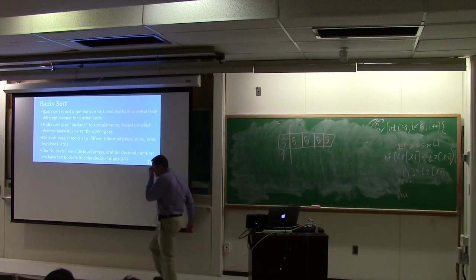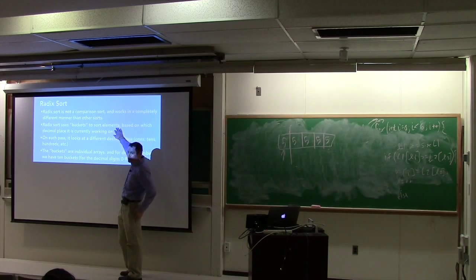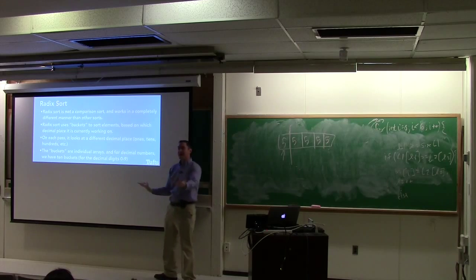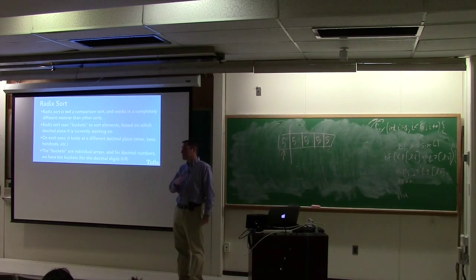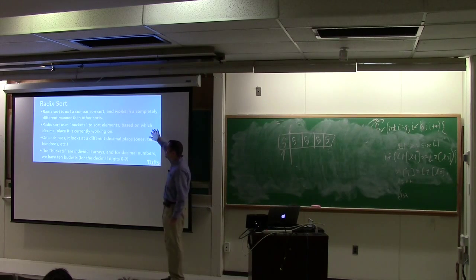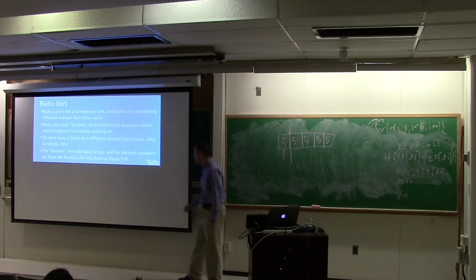What radix sort does is it uses these things called buckets. Okay? And the buckets are based on the digits, for decimal numbers 0 through 9. So you're going to have 10 buckets. One bucket's going to be the 0 bucket. The next bucket's going to be the 1 bucket, 2, 3, up to 9. Okay? And those buckets are going to be filled based on the decimal place that you're currently working on.